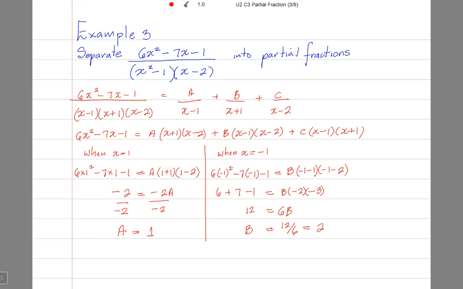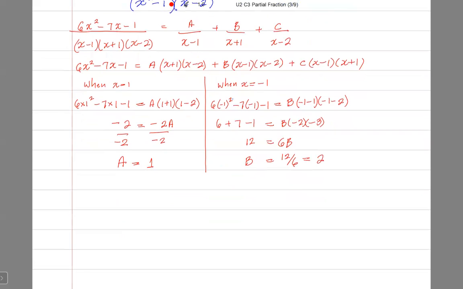All right, so I can say when x is equal to 2, because when x is equal to 2, I'm going to get rid of a and b. So when x is equal to 2, on the left, I'm going to have 6 times 2 squared minus 7 times 2 minus 1. And on the right, when x is equal to 2, a and b go. I'm going to have c into (2 minus 1)(2 plus 1).